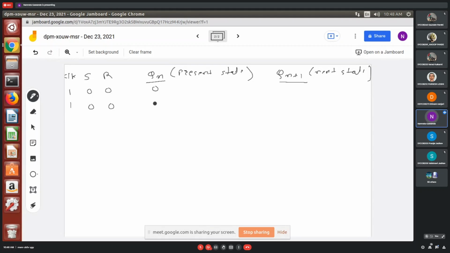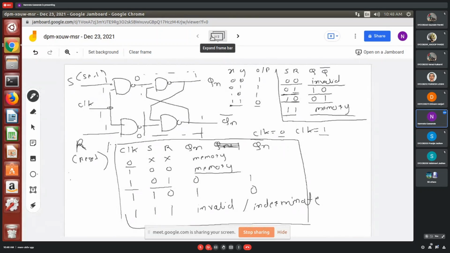And if the present state is 1, we are considering two cases. Either Qn can be 0 or Qn can be 1. In that case, what will be the output that I'll be getting through this?